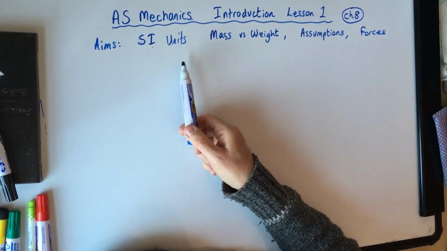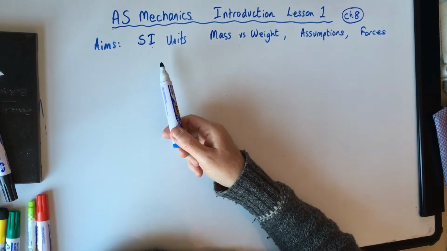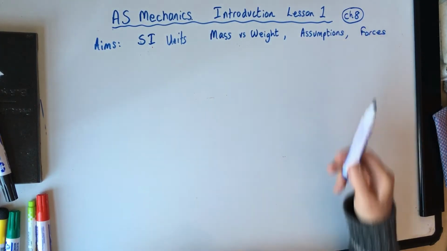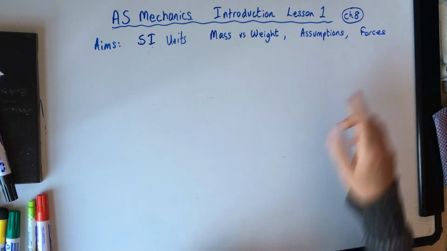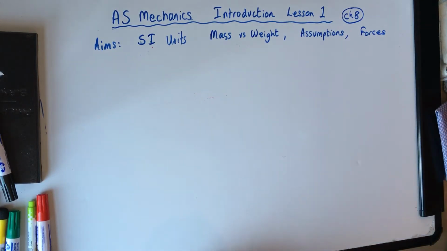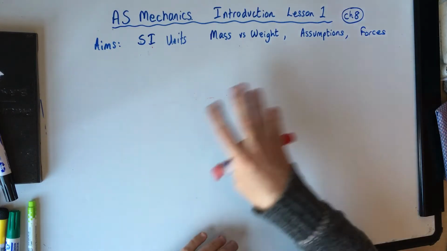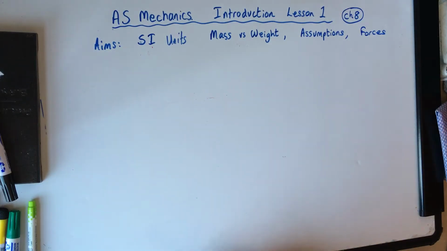I'm just going to go through this first chapter, which is an introduction to mechanics. I'm going to go through SI units, look at mass versus weight, look at assumptions, and look at some of the forces that we're going to use. I'm not going to go through any of the questions in chapter 8. They're fairly straightforward. You can do that just from reading the information in this lesson. There are some questions on vectors, and the lessons that we've done on vectors are enough to get you through that chapter.